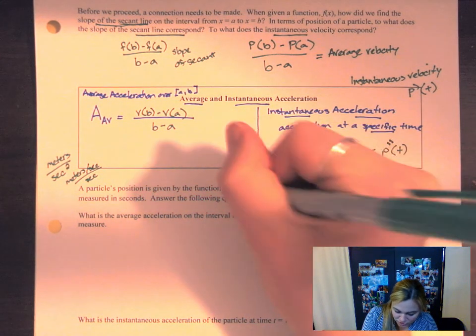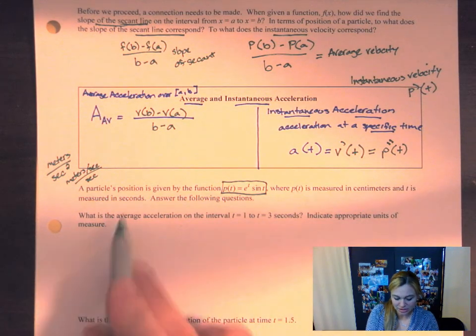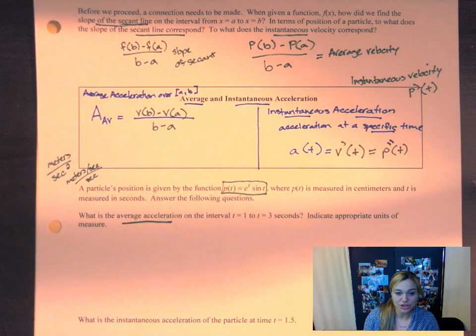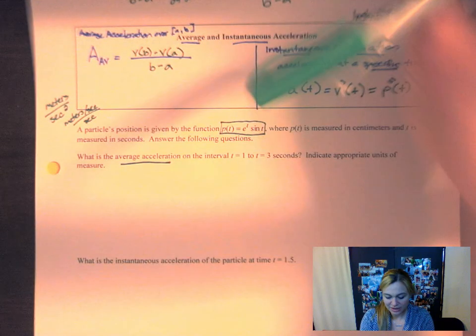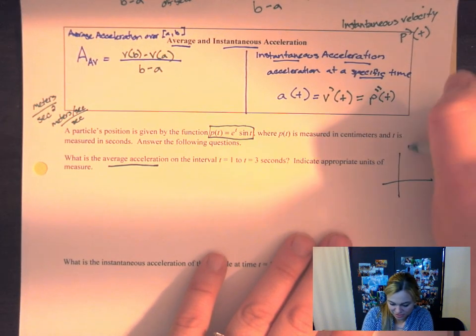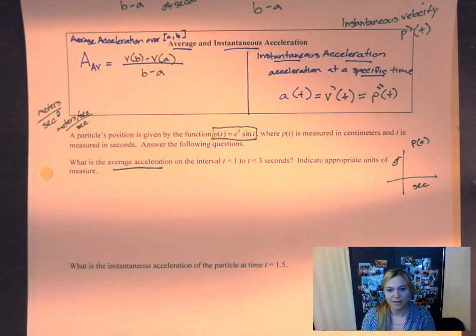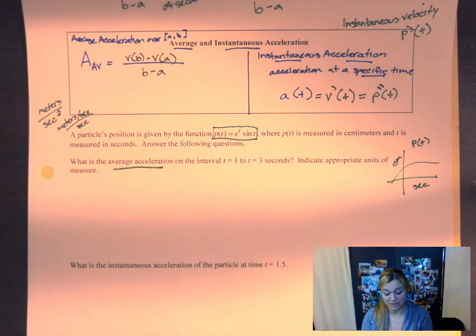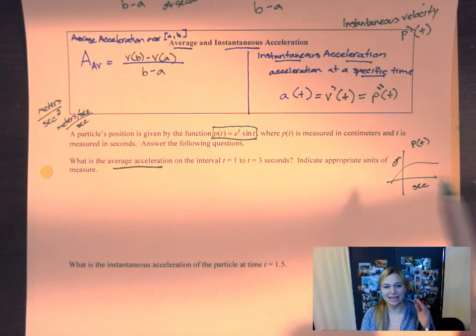Okay, so we've got this particle's position, the same thing as on the last page, where p of t is measured in centimeters and t is measured in seconds. If I want the average acceleration, let's say this is p of t, with centimeters over here and seconds over here, and I took the slope of that line. If I took the slope of this line, I would just get centimeters per second. That's only velocity. It's not enough.